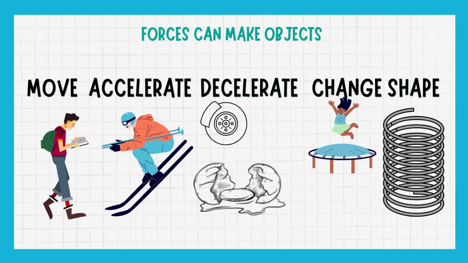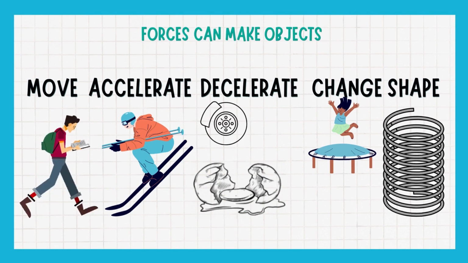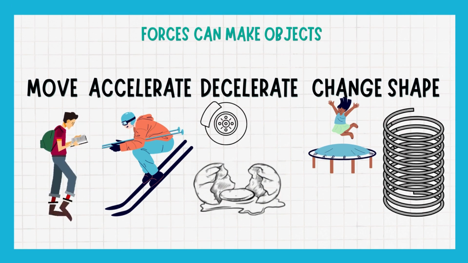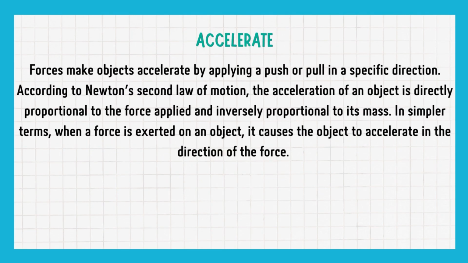Forces can make objects move, accelerate, decelerate, or change shape. Forces can make objects accelerate by applying a push or pull in a specific direction. According to Newton's second law of motion, the acceleration of an object is directly proportional to the force applied and inversely proportional to the mass. In simpler terms, when a force is exerted on an object, it causes the object to accelerate in the direction of the force.